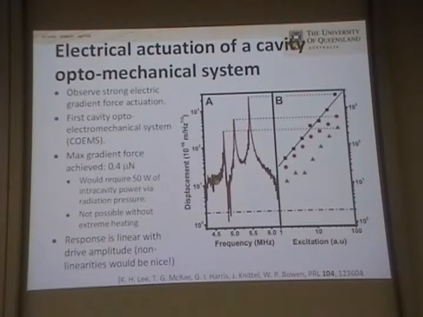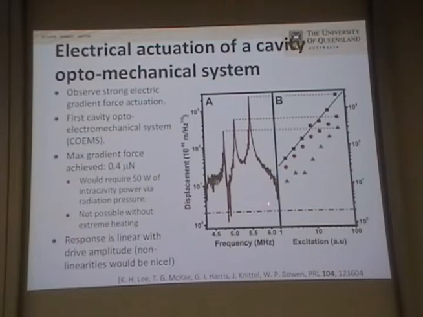In our case, we've got a maximum gradient force of about 0.4 micronewtons. We've now got that up by about 4 orders of magnitude, so what would that be? 4 millinewtons. 0.4 micronewtons would require 50 milliwatts of intracavity power if we wanted to do it with radiation pressure. 50 watts of intracavity power if you want to do it by radiation pressure. If you did this in a cryostat, the toroid would heat by many degrees, far more than we can get away with if we want to get to the ground state.